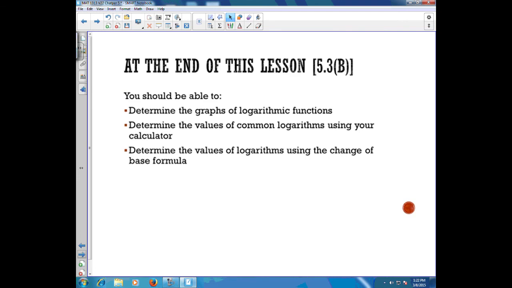So at the end of this lesson, you should be able to determine the graphs of logarithmic functions, or at least pick them out. Determine the values of common logarithms using your calculator, and determine the values of logarithms using the change of base formula.